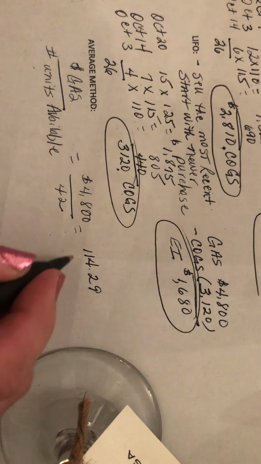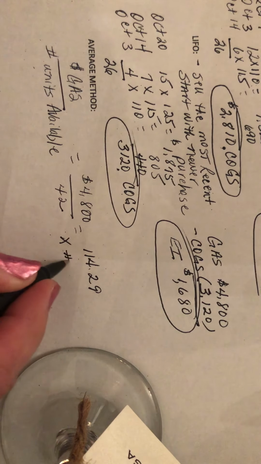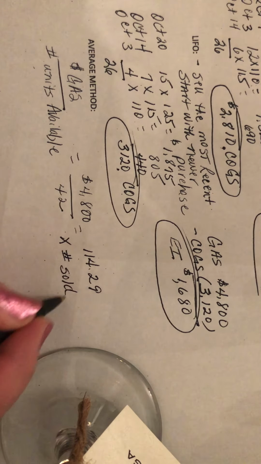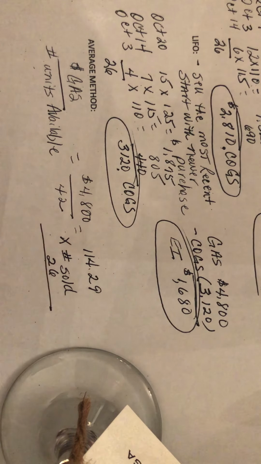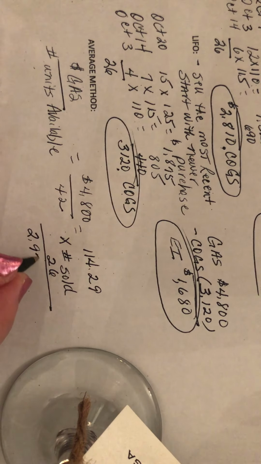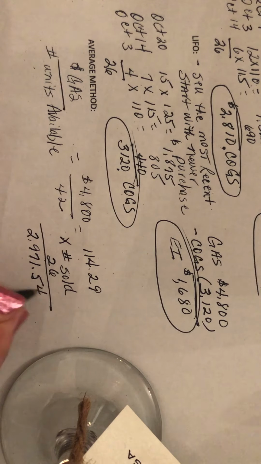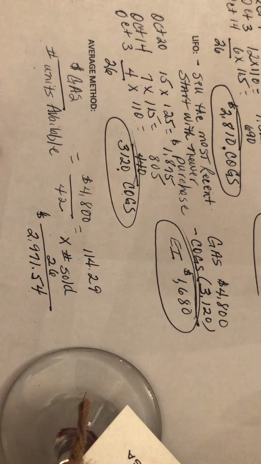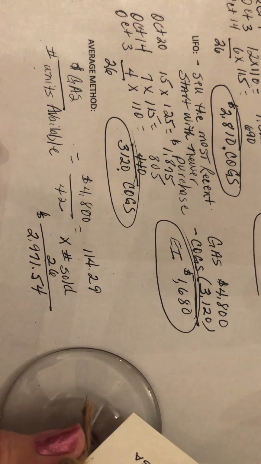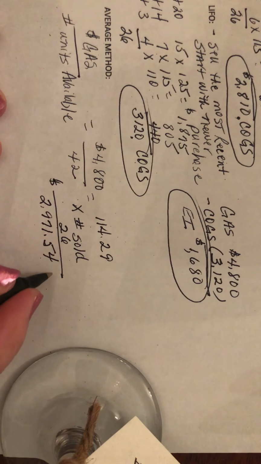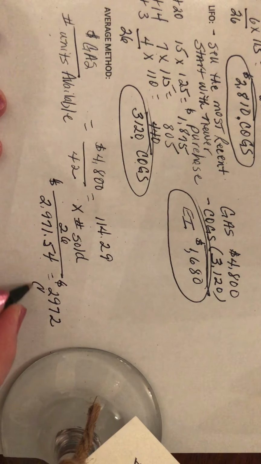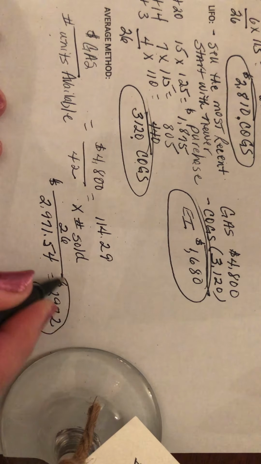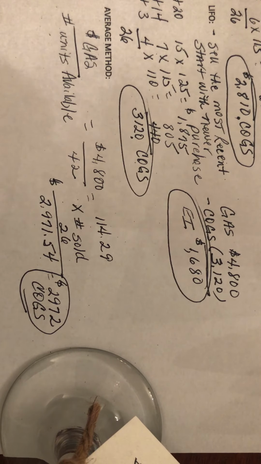Now you want to multiply that times the number sold. And in this case, that number sold was 26. So if you do that multiplication, you end up with 2,971.54. And you could round it up. I think probably the best thing is just to round it up to 2,972 to make it easier. That's going to be your cost of goods sold under average.